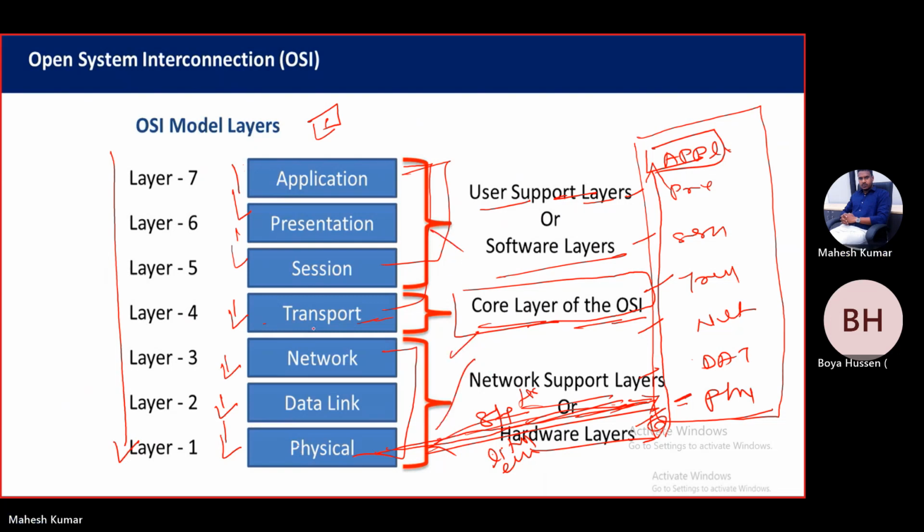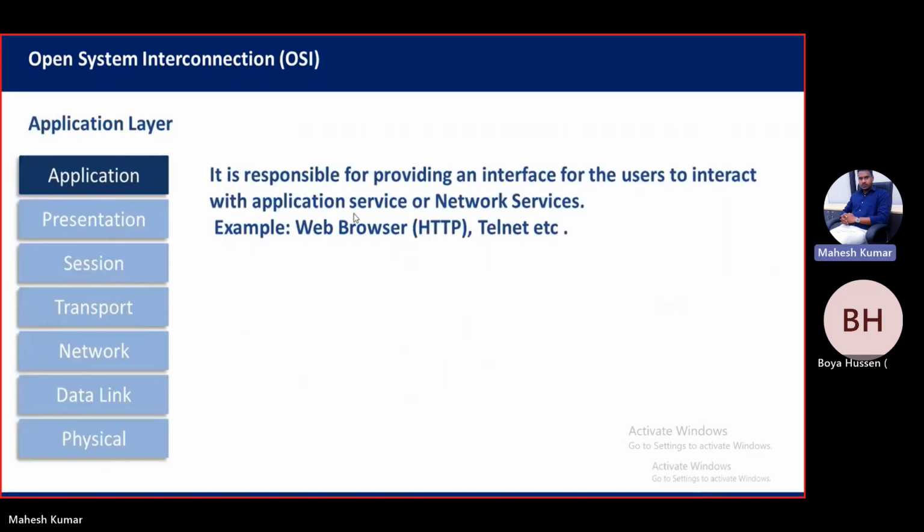So what is the application layer? It is responsible for providing an interface for users to interact with application servers or network services. Examples: web browser, HTTP, telnet, etc. Let's suppose you are sitting in front of your laptop, typing www.facebook.com in the browser. The application layer is helping you interact.